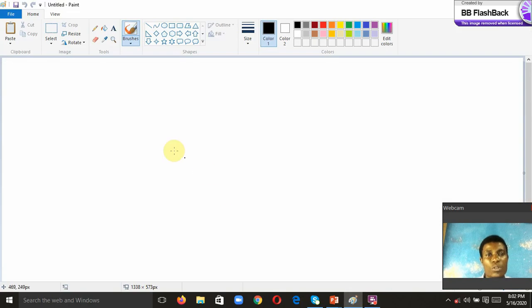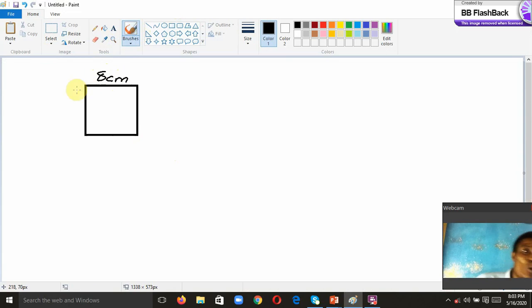Calculate the perimeter of a square. Let me draw a square. So this is a square-like structure. Remember that the length of this side is 8 centimeters. Since it is a square, one of the properties of a square is that all the sides are equal. So this is 8 centimeters, this is also 8 centimeters, this is also 8 centimeters, and this is 8 centimeters. So we have 8 centimeters all through.